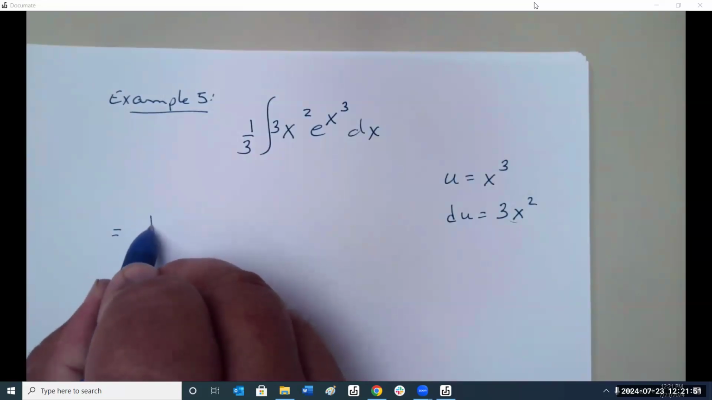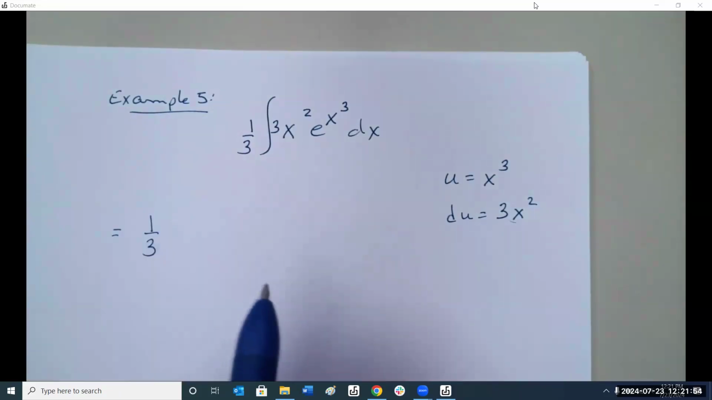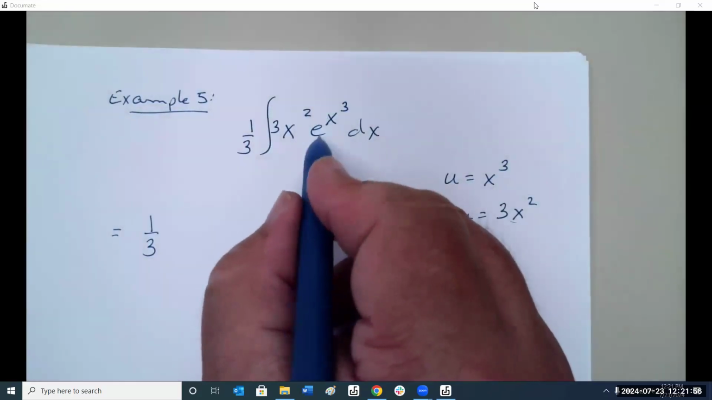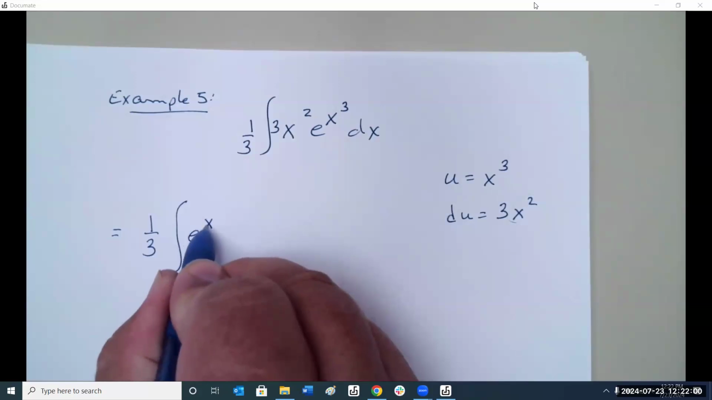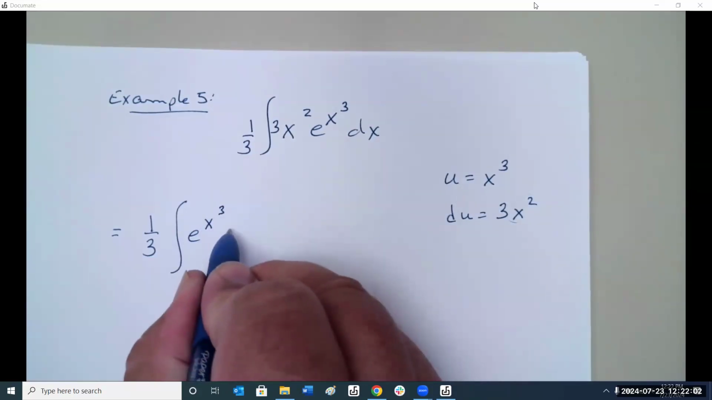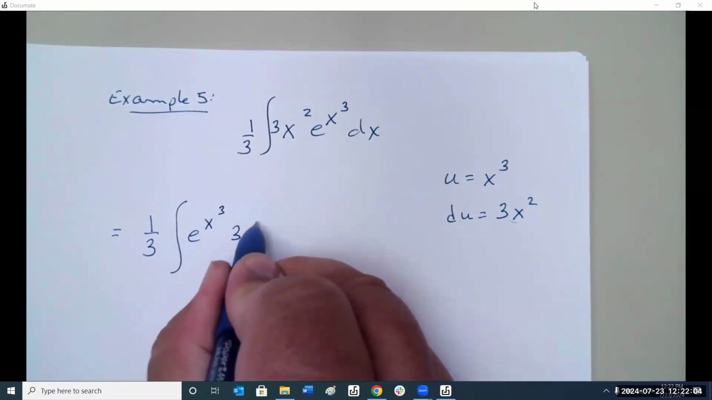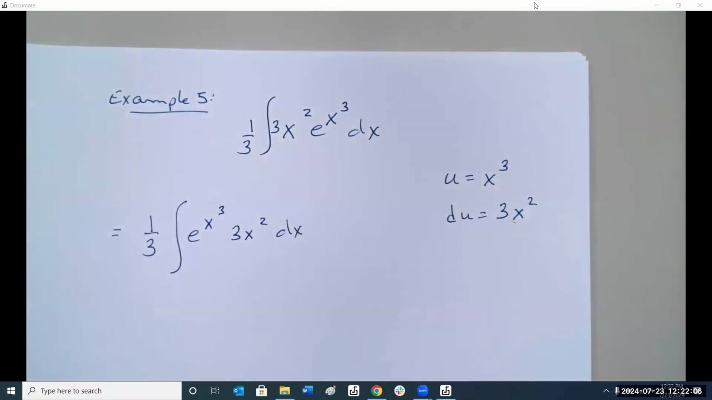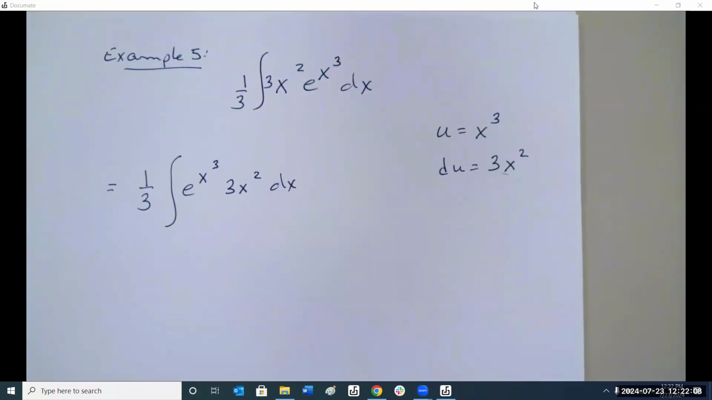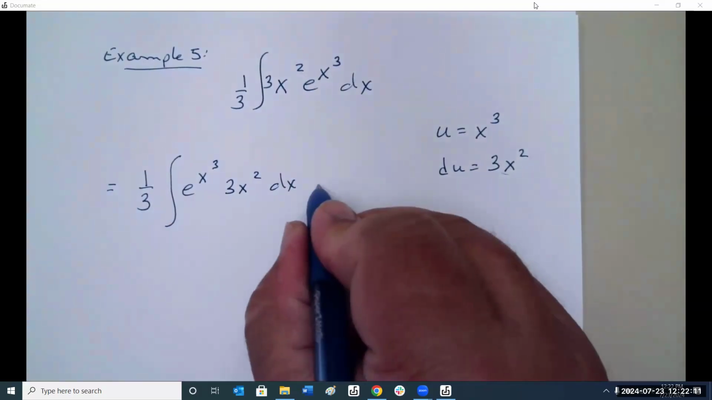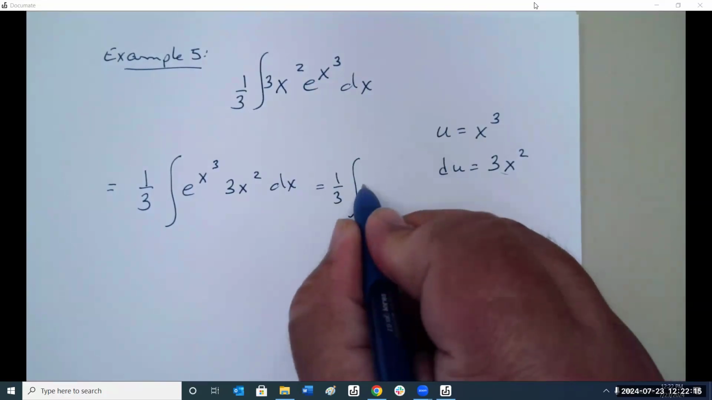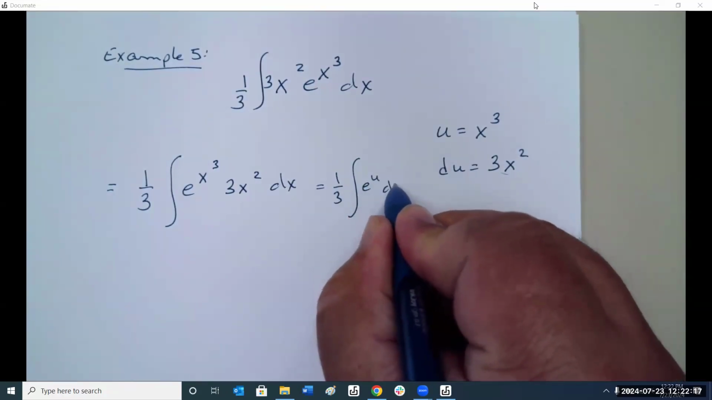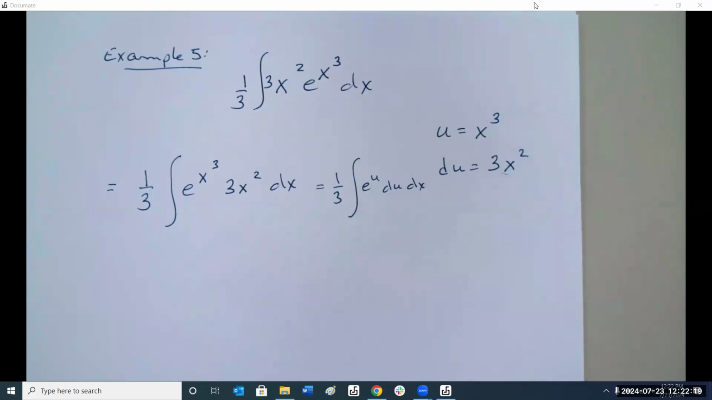So that means my answer is, well, let's rewrite this. So we have e to the x cubed times 3x squared dx. And that is in the form of 1/3 e to the u du dx.